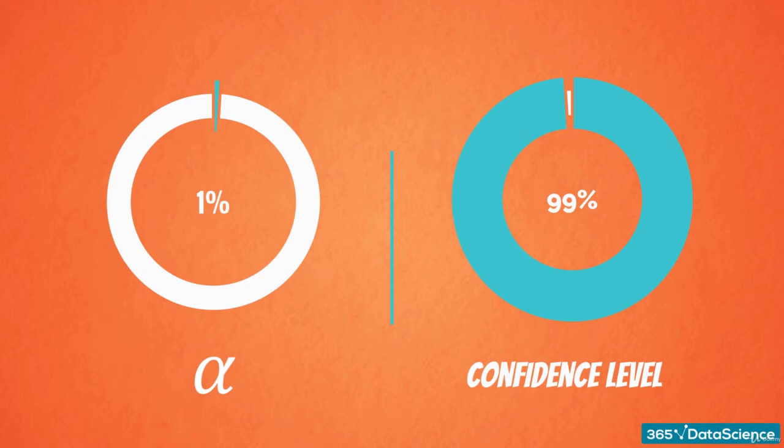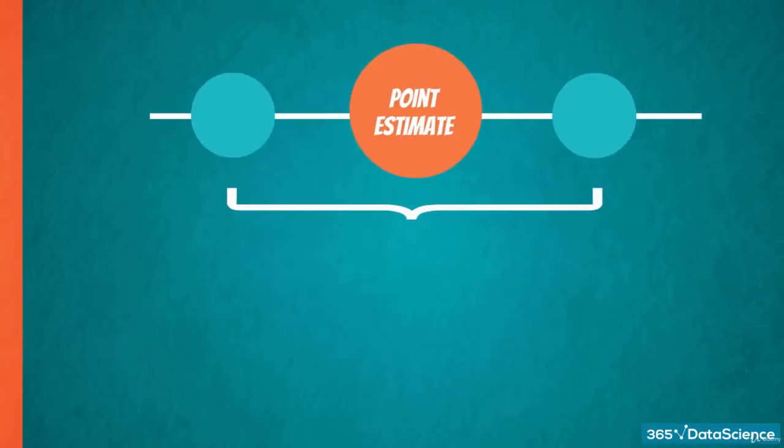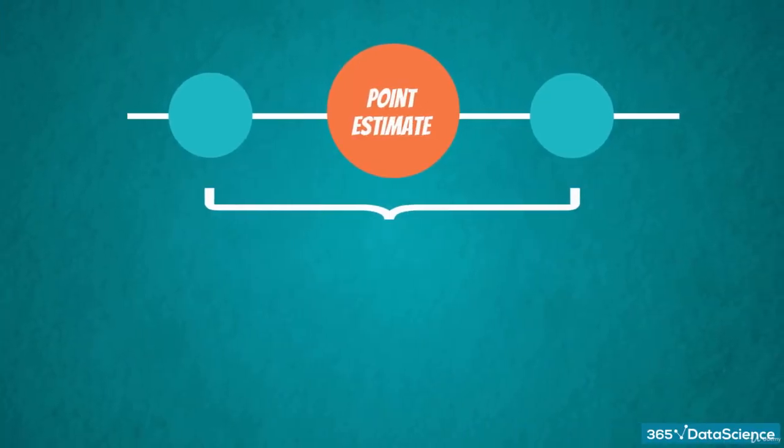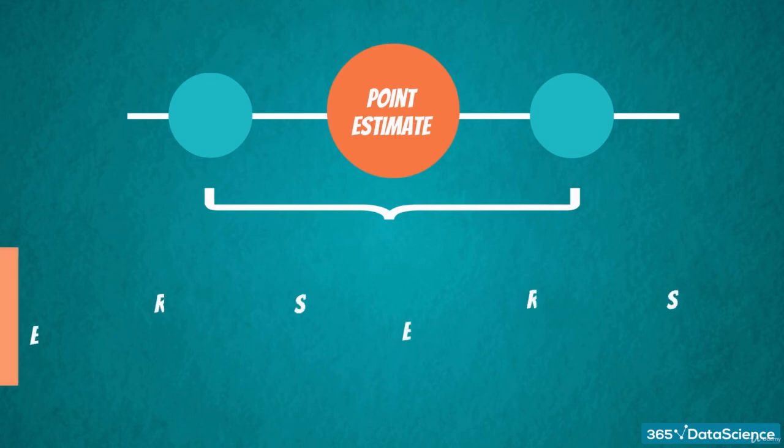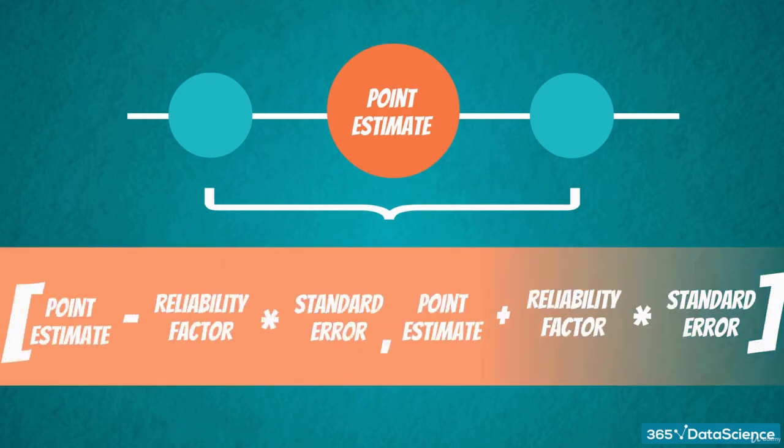Oh, you can't wait until the next lesson? Okay then, here it is. The formula for all confidence intervals is from the point estimate minus the reliability factor times the standard error to the point estimate plus the reliability factor times the standard error.